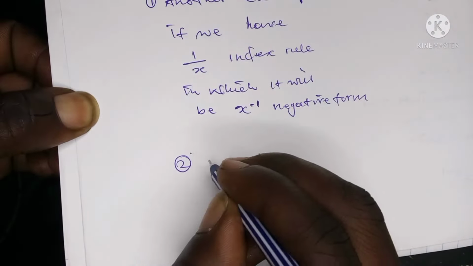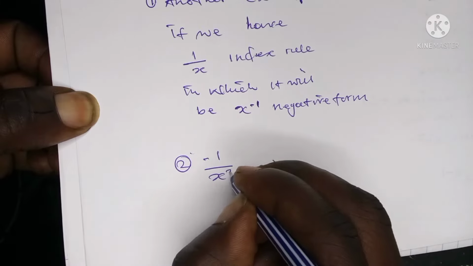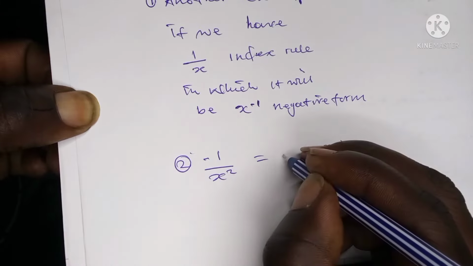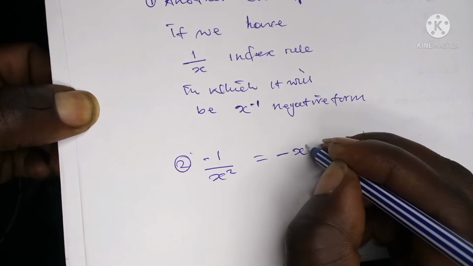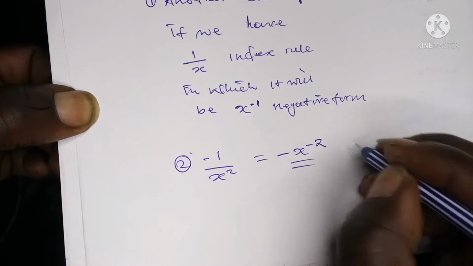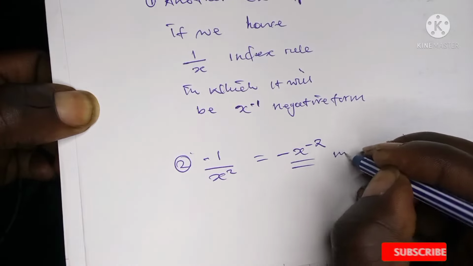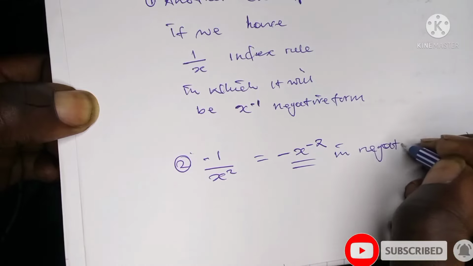Another example, if we have negative 1 over x squared, which is equal to negative x power minus 2. That's an answer in negative form.